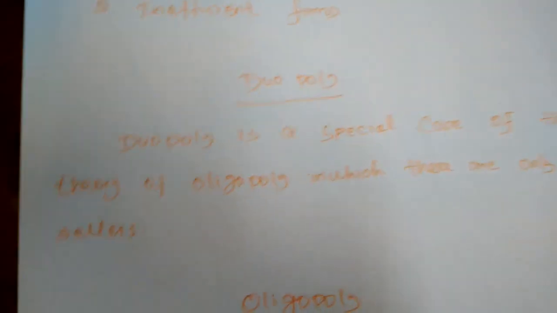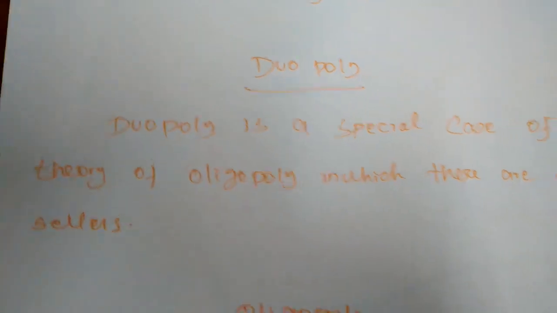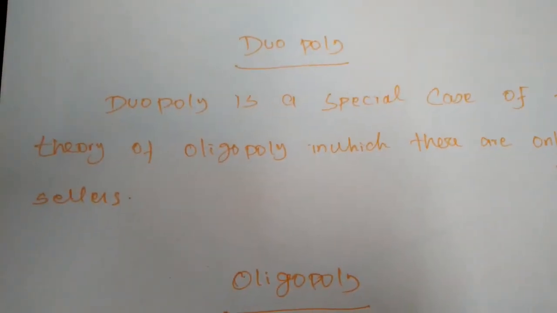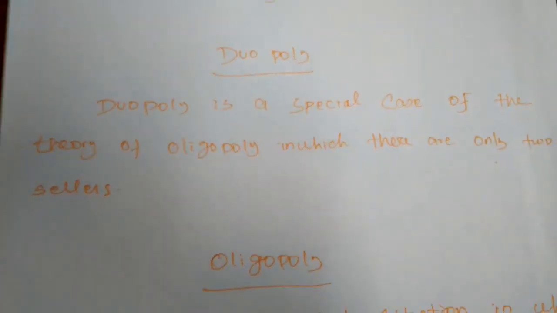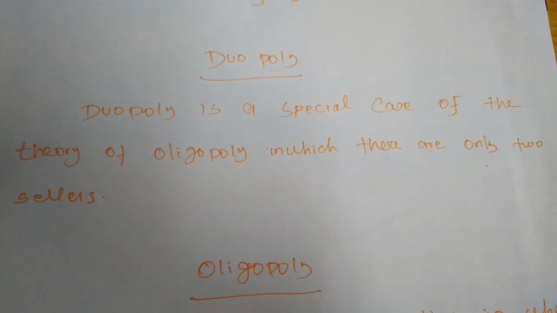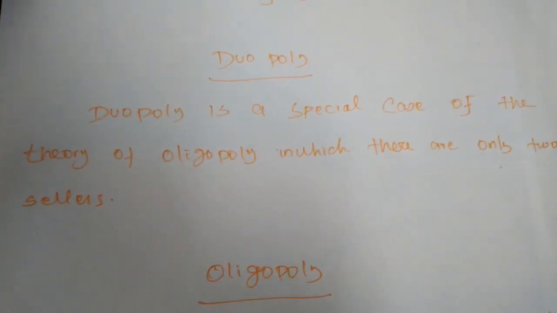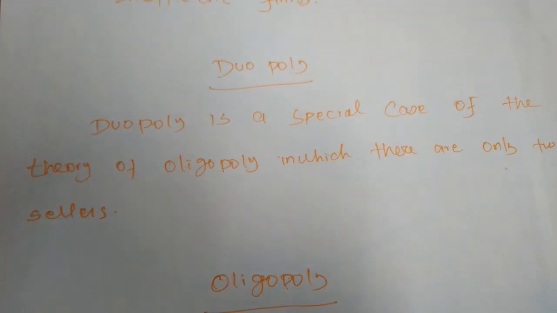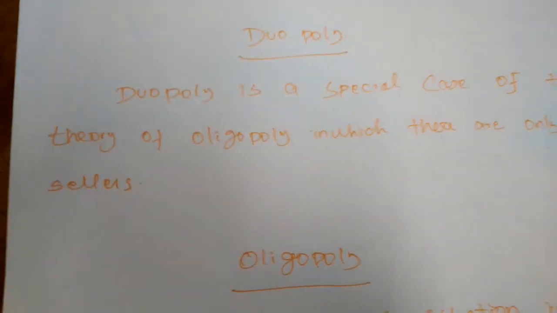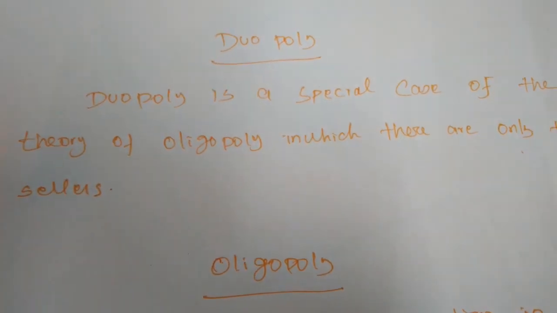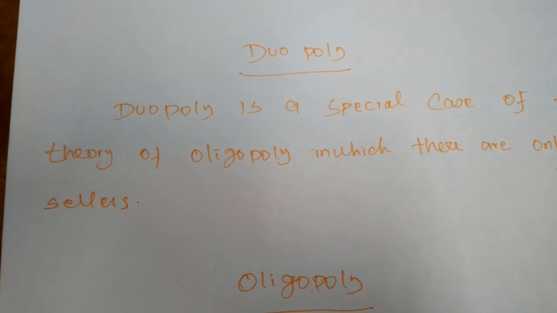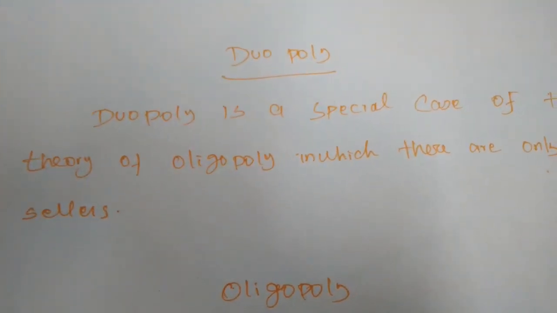Okay students, next we will study another form of market called duopoly. Duopoly is a special case of the theory of oligopoly in which there are only 2 sellers. In this market, if only 2 sellers are available, that is called duopoly.